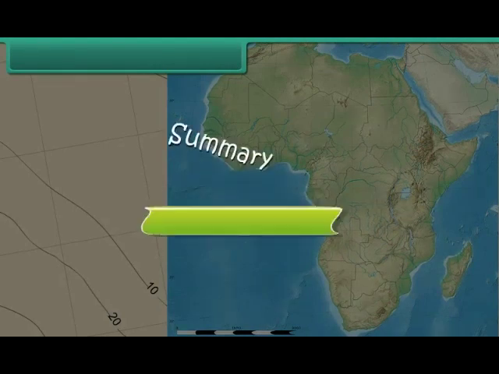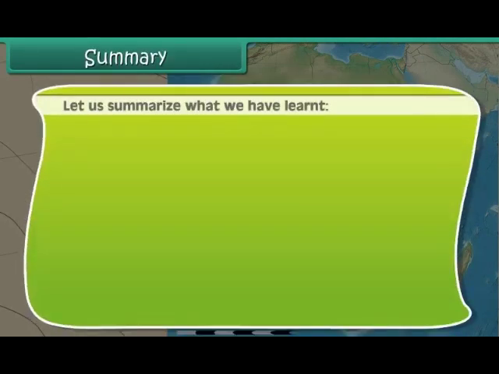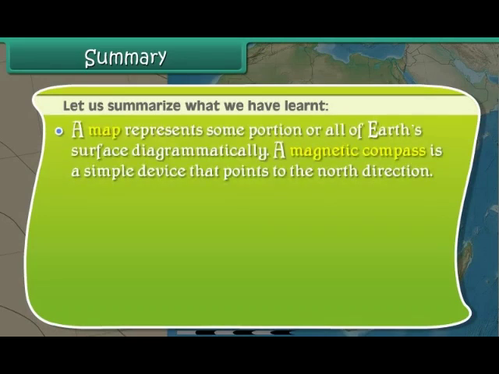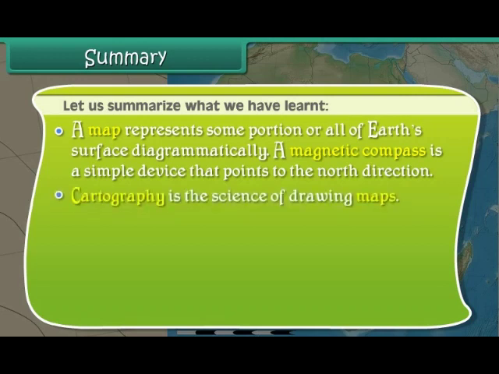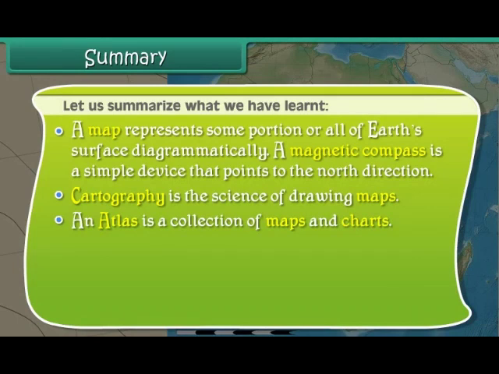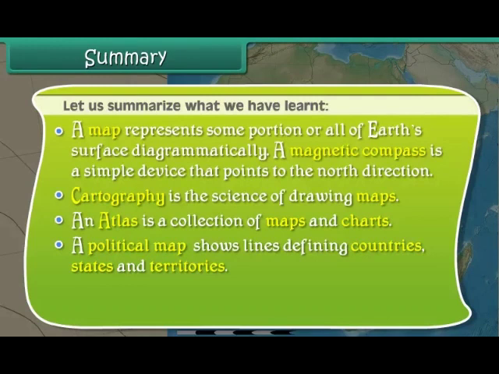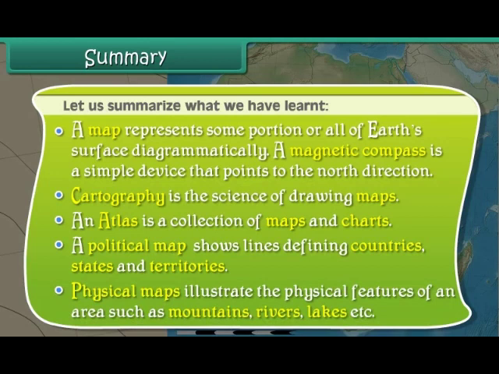Summary. Let us summarize what we have learned. A map represents some portion or all of Earth's surface diagrammatically. A magnetic compass is a simple device that points to the north direction. Cartography is the science of drawing maps. An atlas is a collection of maps and charts. A political map shows lines defining countries, states, and territories. Physical maps illustrate the physical features of an area such as mountains, rivers, lakes, etc.